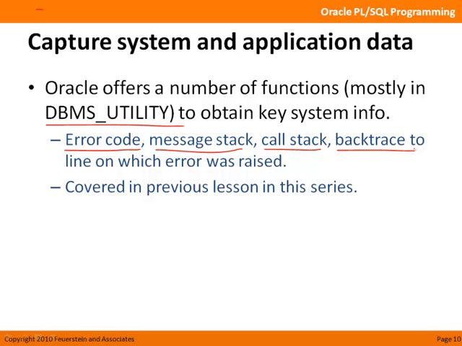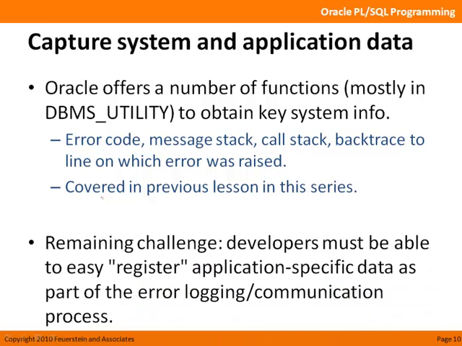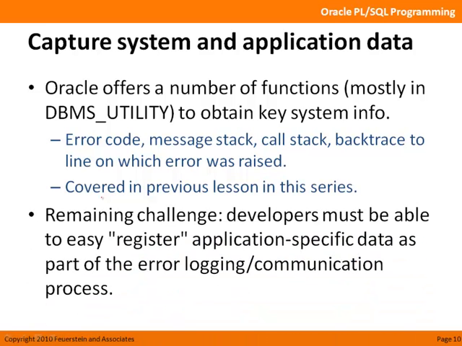Now, of course, the question then is, do you have to do that all yourself? Or maybe we can have a program do it for us. But in any case, you need to make sure that you take advantage of all this stuff. Then the remaining challenge is developers have to be able to easily register application-specific data as part of the error logging process. In other words, we've got the DBMS_UTILITY error stack, call stack, format error backtrace. But what was the value of a salary variable? What was the name of the employee I was working with when the error occurred? I can't get that from Oracle, so I have to figure out a way to register it, save it myself.